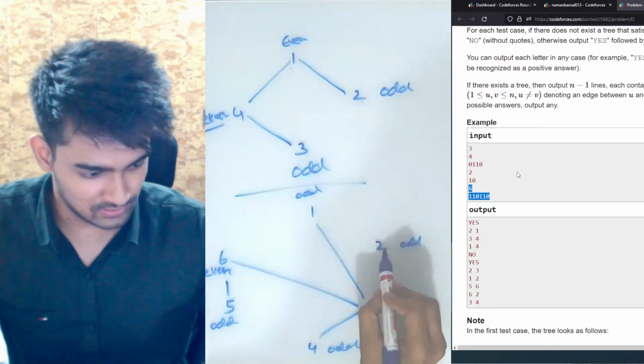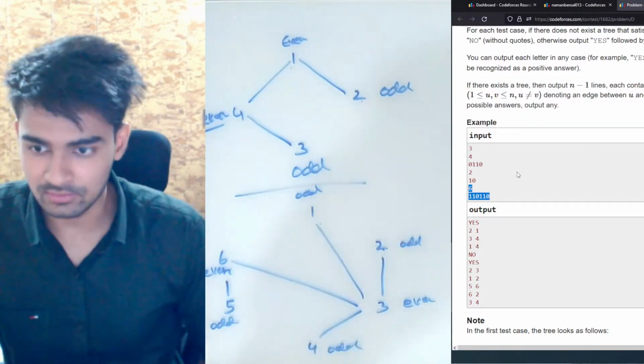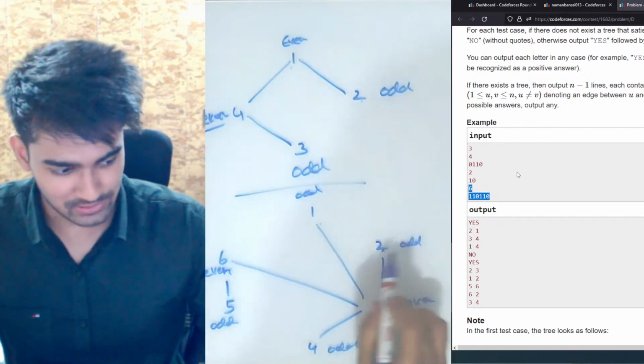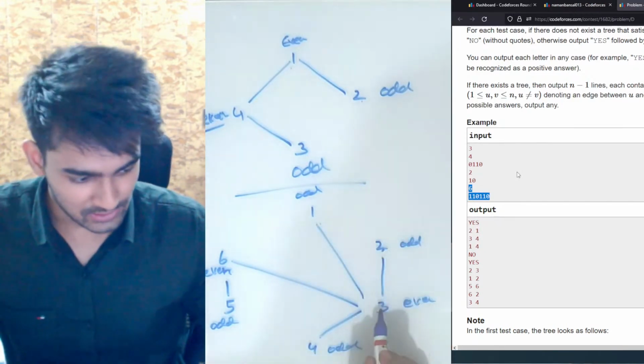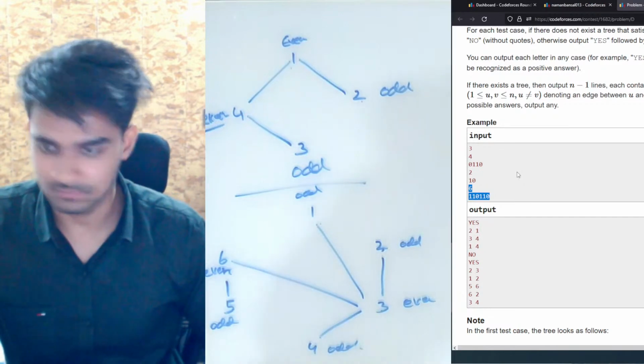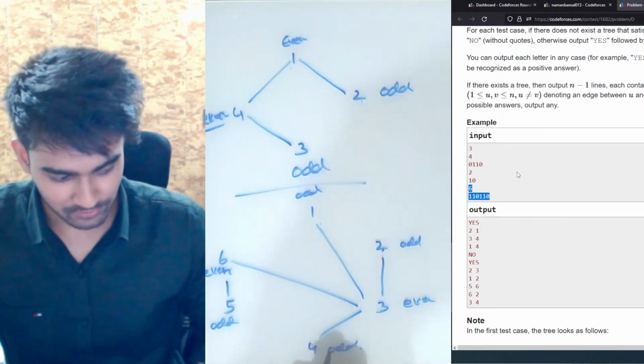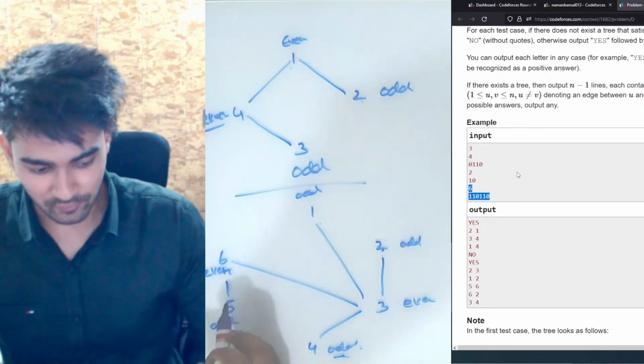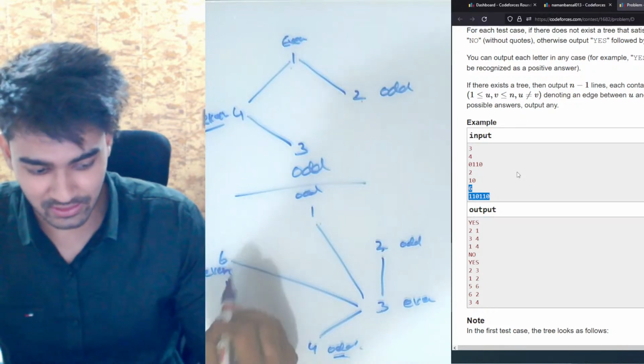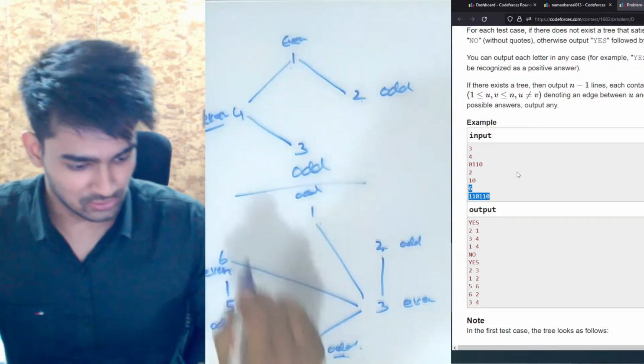Now if you see, this 1 has a degree of 1. Perfect. This 2 has a degree of 1. Perfect. This 3 has a degree of 4. This 4 has a degree of 1. Perfect. This 5 has a degree of 1. Perfect. This 6 has a degree of 2. Perfect. Okay, so this is one valid answer.